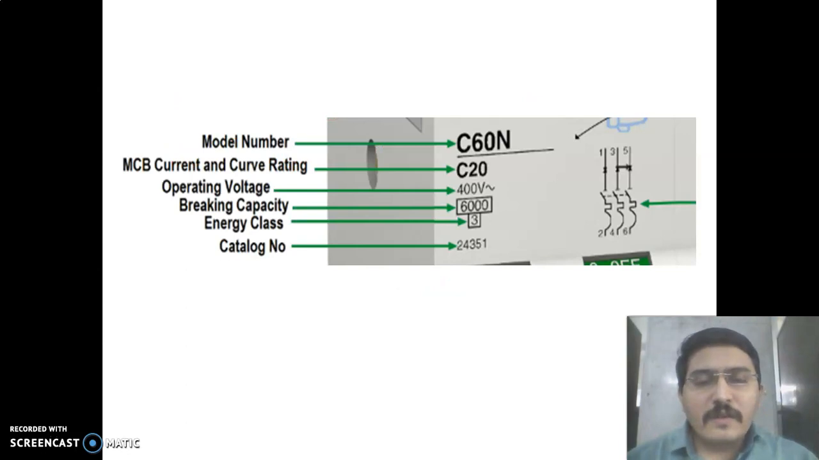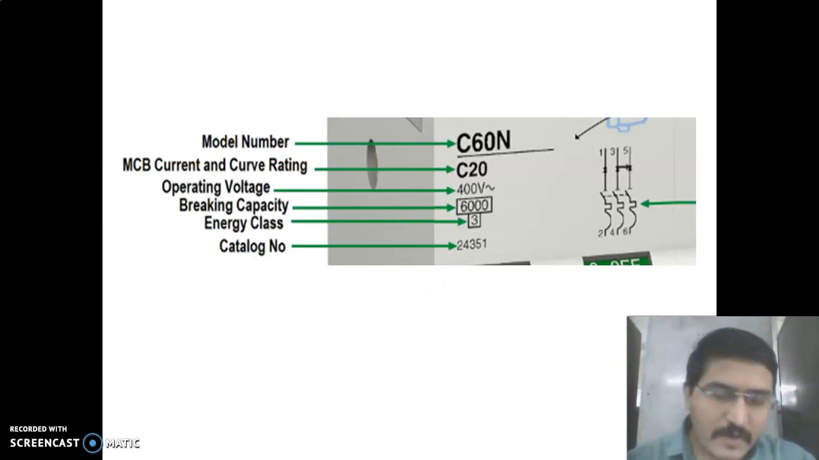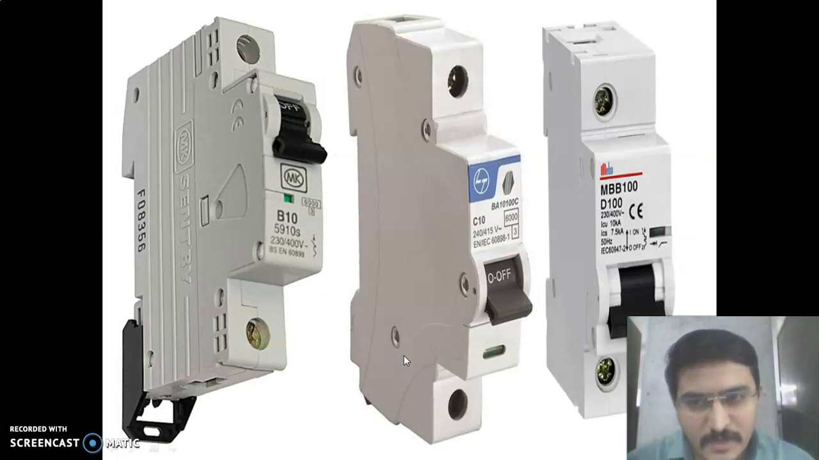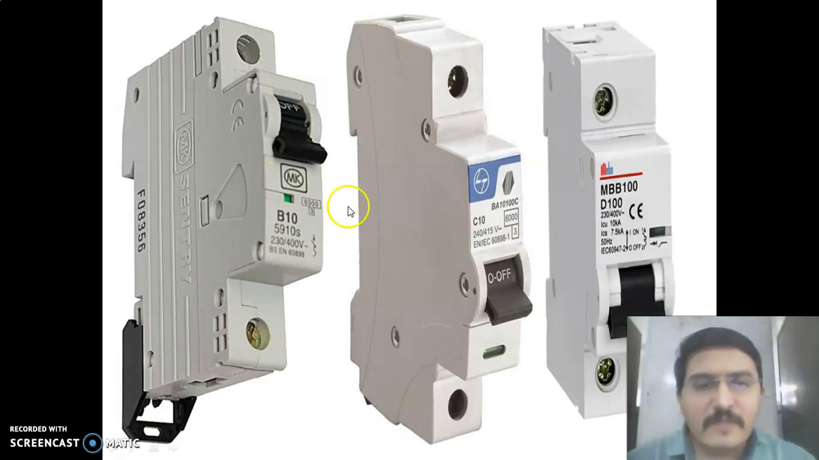So this is the reading or specification of a circuit breaker, which consists of the model number, MCB rating and curve rating, then operating voltage, breaking capacity, and energy class. Here we can also observe their operating purpose, whether it is used for overload protection or short circuit protection. So this is the picture of different types of MCBs like type B, type C and type D.